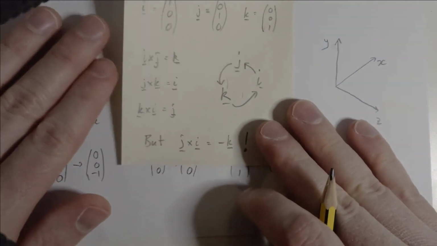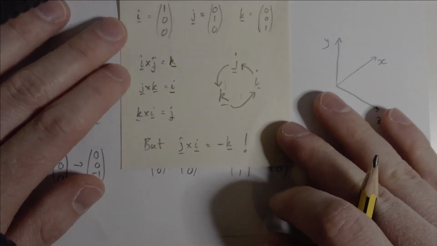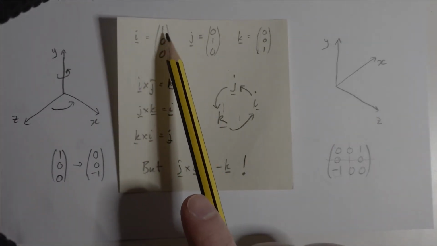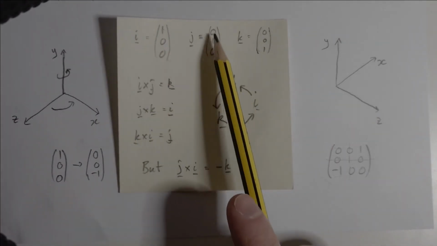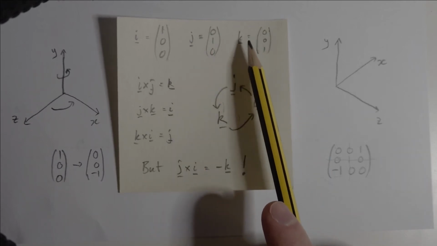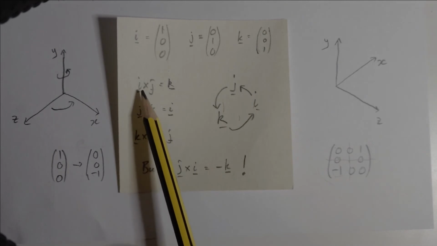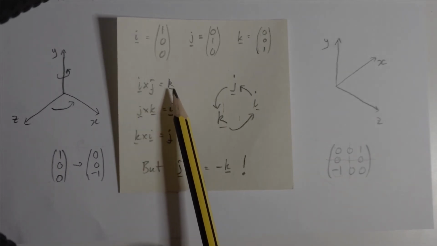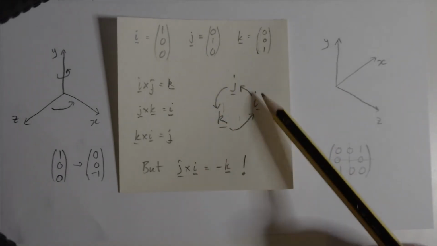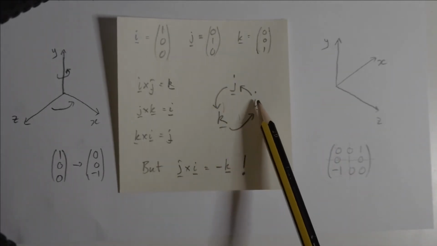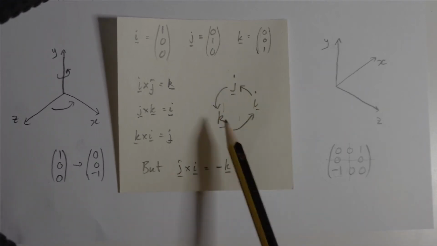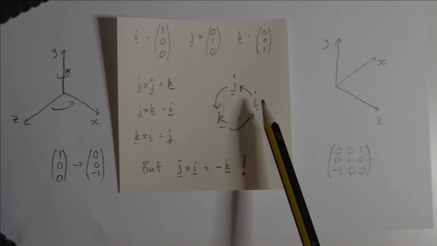And to understand that, we need to consider this system here. We call a step 1 in the x direction i, a step 1 in the y direction j, and a step 1 in the z direction k. It turns out that if you do i times j, you're supposed to get k. If you do j times k, you're supposed to get i, and you've got this sort of cyclic system. So you're always turning x towards y, y towards z, z towards x. That's your anti-clockwise system, and that's your positive direction.